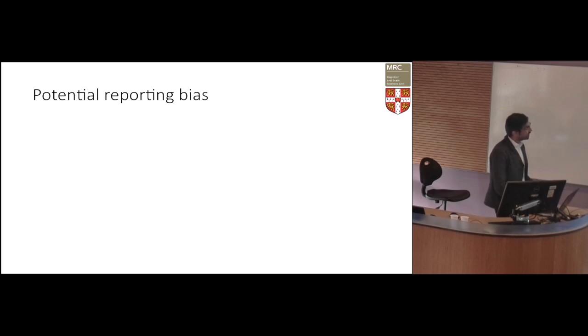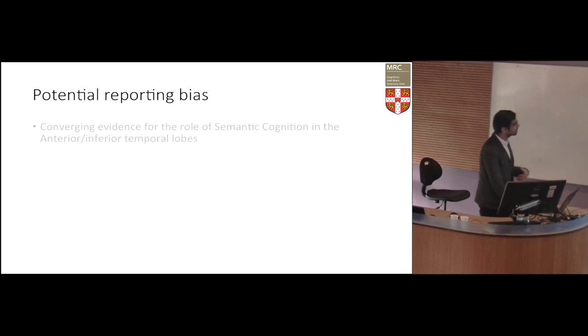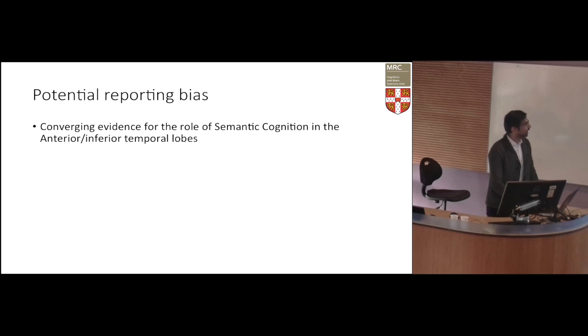So the lab that I work with is interested in semantic cognition. And there's a lot of converging evidence from numerous imaging modalities to suggest that semantic cognition is, at least in part, derived around the anterior and inferior temporal lobes.